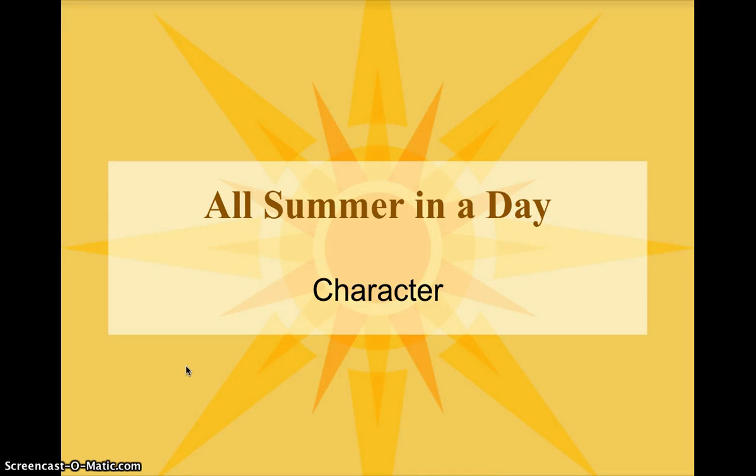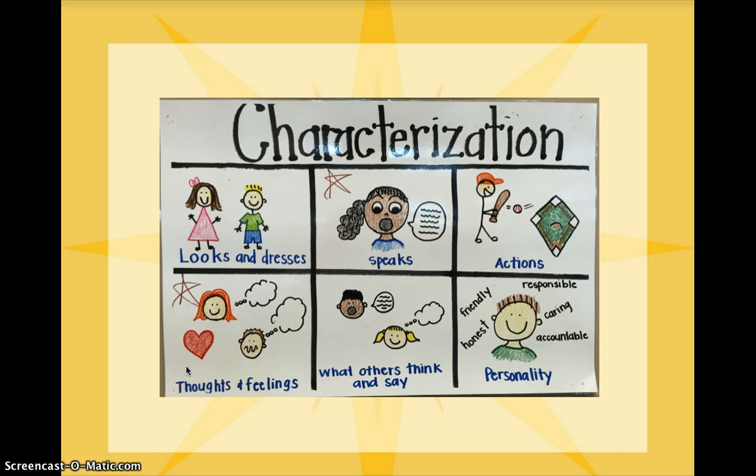Hello class! Today we're going to analyze the story All Summer in a Day by Ray Bradbury for characterization. That means we're going to try and figure out the deep meaning that Ray Bradbury gives to his main characters. Don't forget, for characterization, the author uses how the character looks and dresses, how the character speaks, their words, the actions of the characters, what they do, their thoughts and feelings, and what others think and say about the characters to reveal to us, the reader, the personality of their characters.